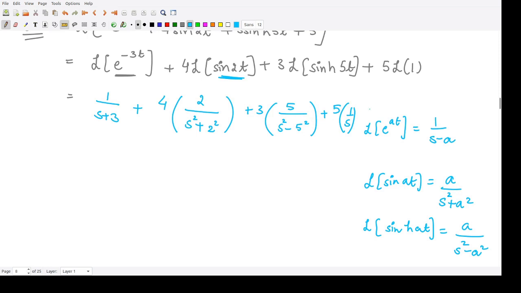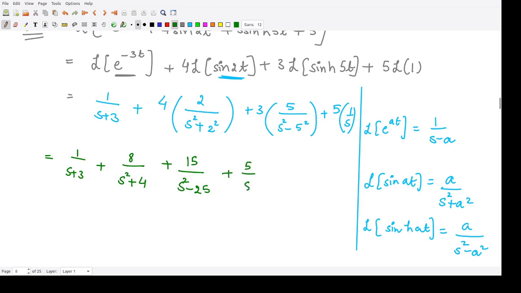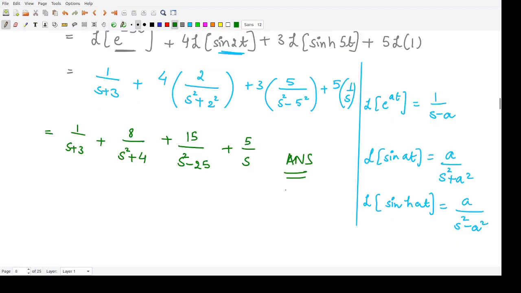So we can simplify this term. What do we get after simplification? We would have 1 by s plus 3 as such, and then 8 divided by s square plus 4, and then 15 divided by s square minus 25, and then 5 divided by s. So this is the final answer. This is the Laplace transform of the given function.